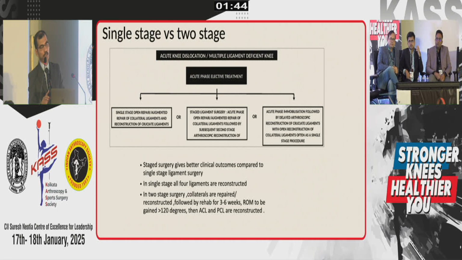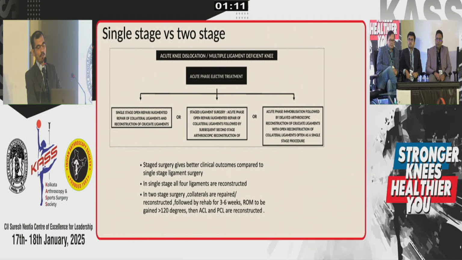Whether to do a single stage or two stage depends on when you are seeing the patient. The papers show that two stage procedures have a marginally better outcome than single stage, especially in acute injuries. But if a patient comes in chronic, about 6 weeks or more than 6 weeks later, both have shown almost similar outcomes. If you want to do a single stage, then you should have a patient who is very good at doing rehabilitation, like athletes who are very good at rehabilitation; then you can go for a single stage.